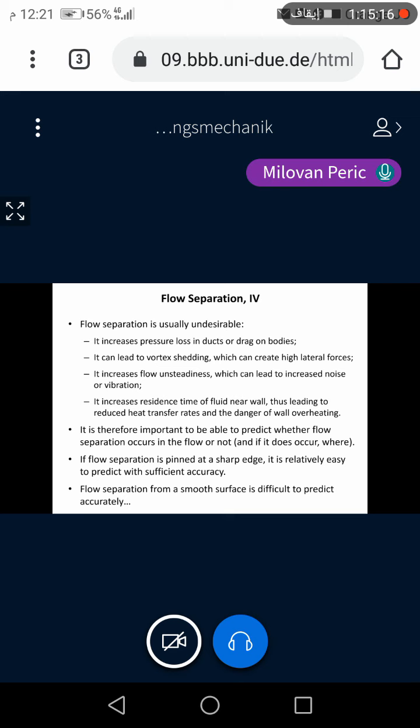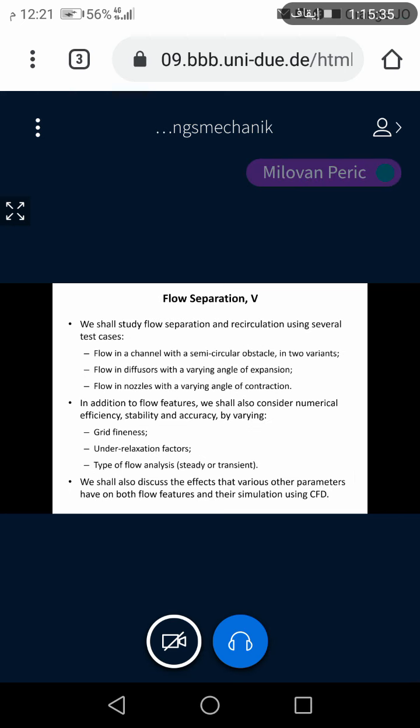You will hear in 2 weeks more about these methods, but they are too expensive and you can't use them for many practical applications. And in other turbulence models, the usual weakest point is separation from a curved smooth surface. Now we shall study flow separation and circulation in several test cases.